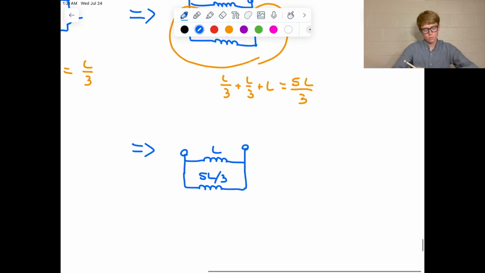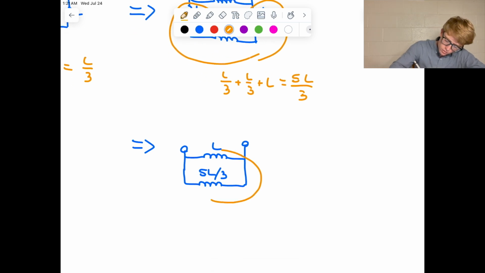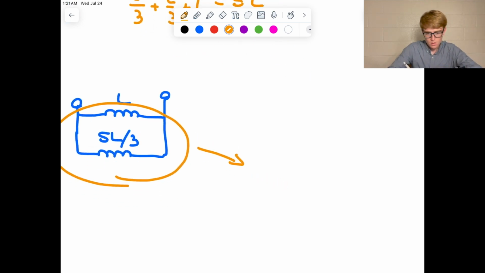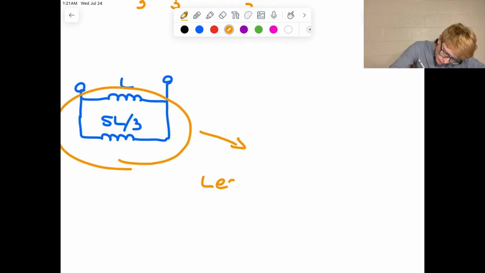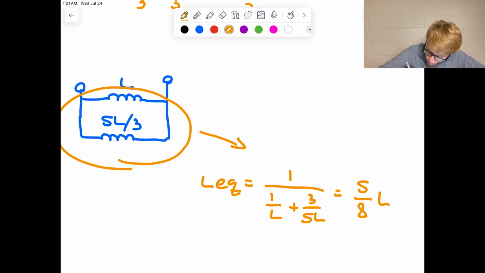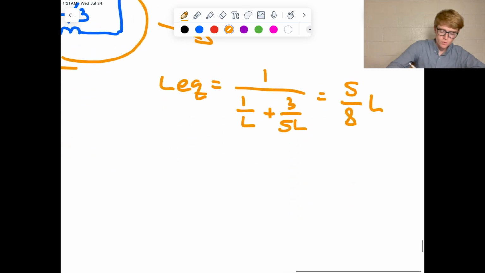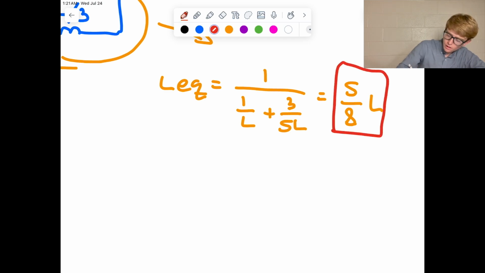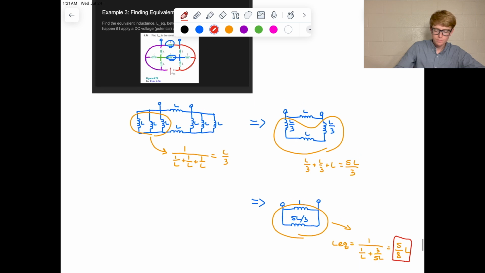And now, these are in parallel. So that's our final step. And in fact, we see that LEQ, so we have 1 over L plus now 1 over 5L over 3, which is 3 over 5L, right? It's just going to come out to 5 over 8L. Okay, so there is our final answer. So that one might look a little bit confusing, but in reality, once you identify all the nodes, it all becomes pretty clear.